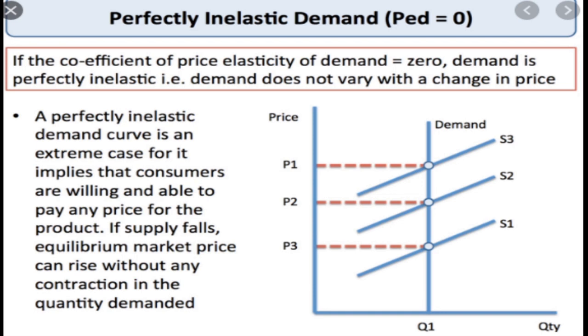So, the best example of perfectly inelastic demand is the use of medicine, the use of salt, because if the price of salt increases, people will never reduce its consumption. Similarly, if the price of salt declines, people will never increase the consumption of salt. Similarly, in case of medicine also, whatever the change in price of medicine, the demand for medicine will remain constant. So this is the best example of perfectly inelastic demand.